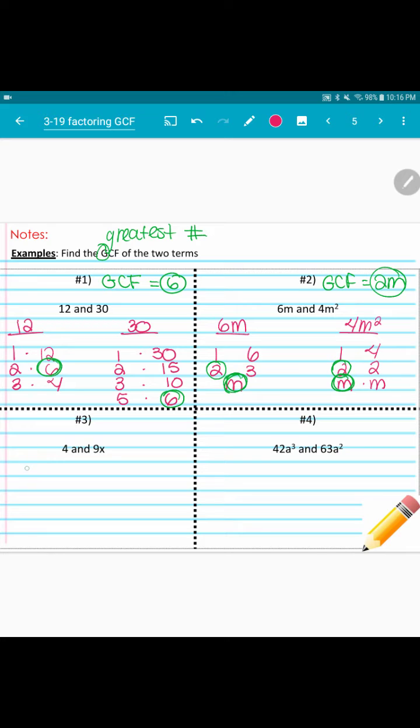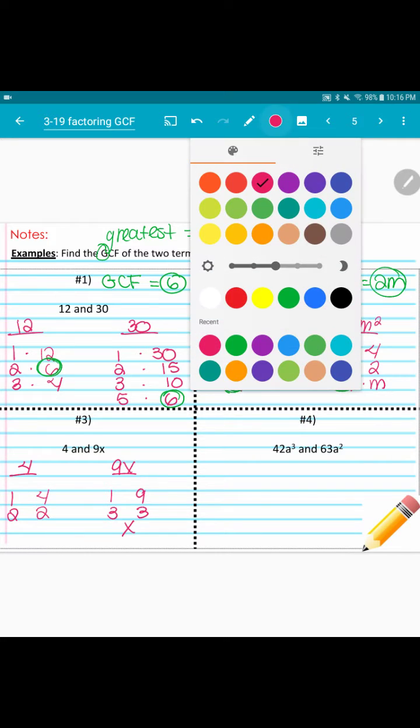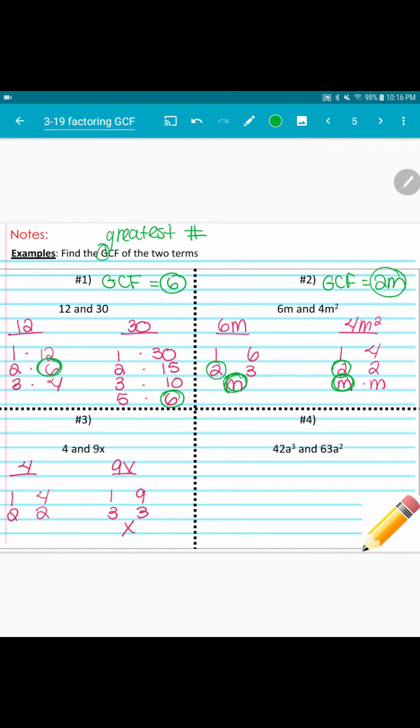So at this point, you've paused and you've tried them. So let's go over them. 1 and 4, 2 and 2, 1 and 9, 3 and 3, and this is X. So I don't see an X in both, so that's definitely not going to be my GCF. I don't see any larger numbers. My biggest number that's in both is a 1, and that's okay. Sometimes we might have a GCF of 1.